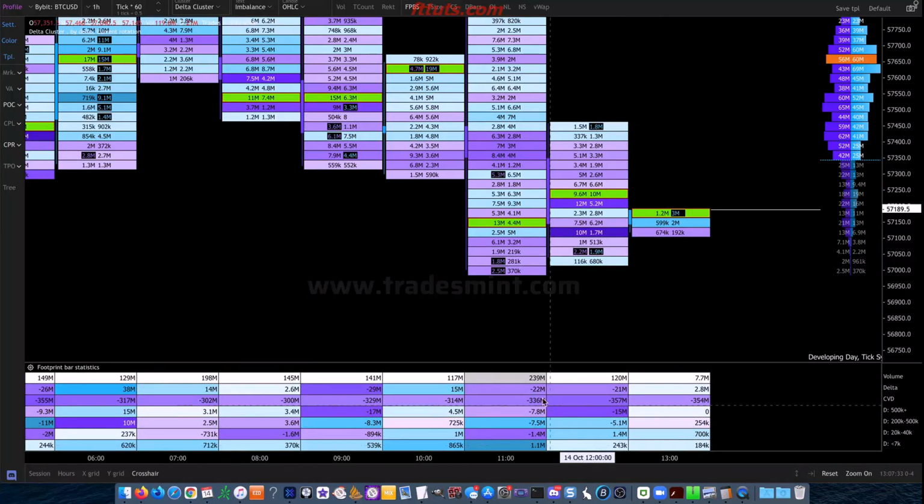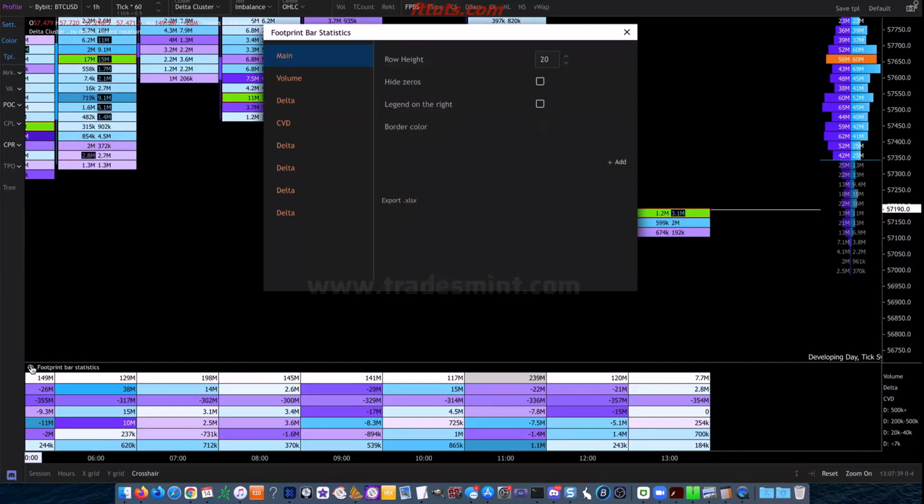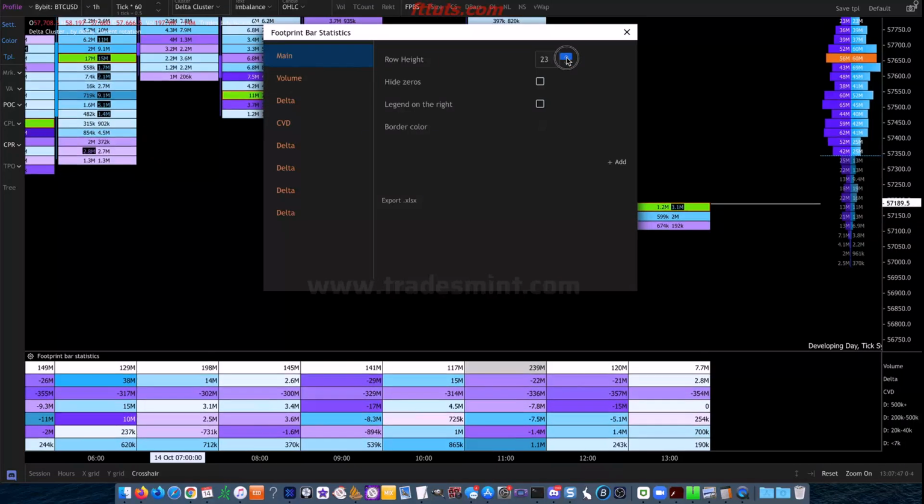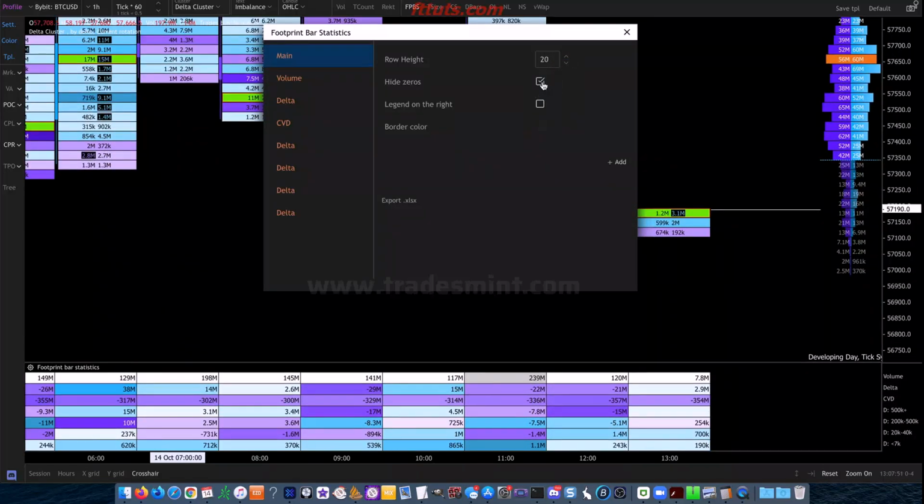Now, how do you set this thing up here? Well, you're going to click FPBS. You're going to click the little gear icon here, and you will actually be able to add or remove bars here, okay? So you can decide how high you want this to be. You can make it taller. You can make it smaller, okay? You can hide the zeros if you want. Over here for the volume, you can change the color and stuff like that.